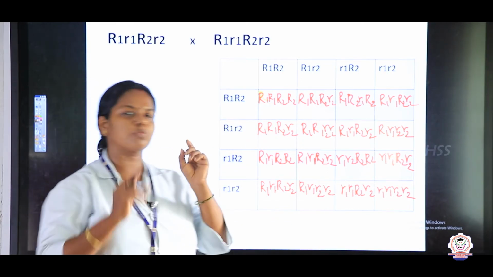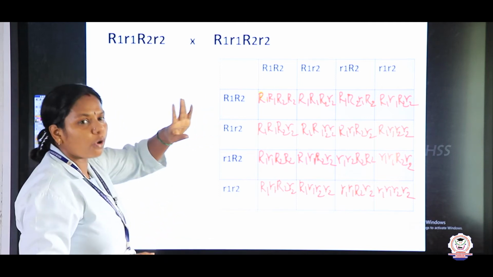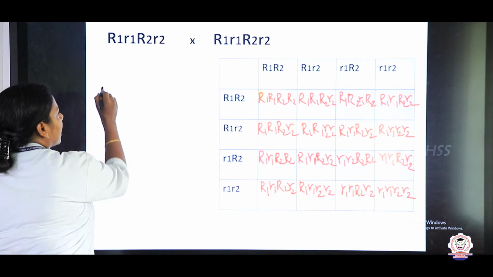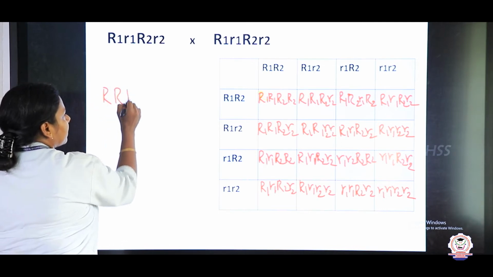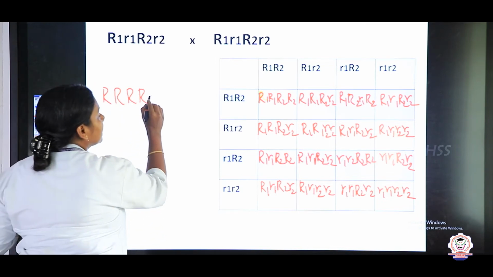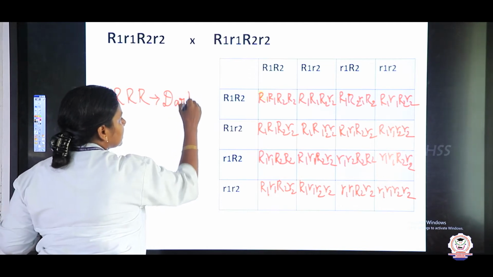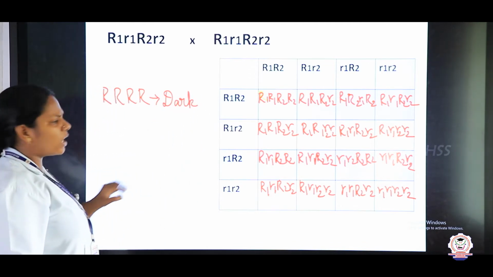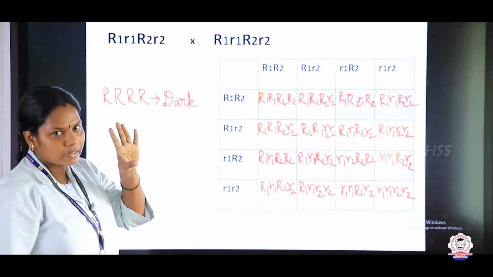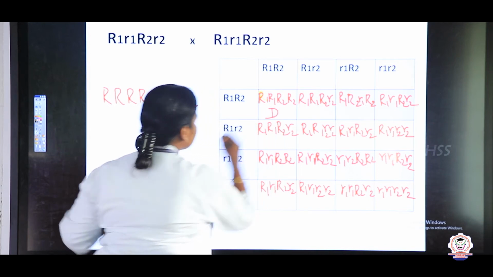Now I will tell you a small trick in this, children. Just remember, when all four alleles are capital R, either R1 or R2, the kernel color is dark red. So now in this, what are all the dark red ones? Four should be capital R. So only this is dark red.